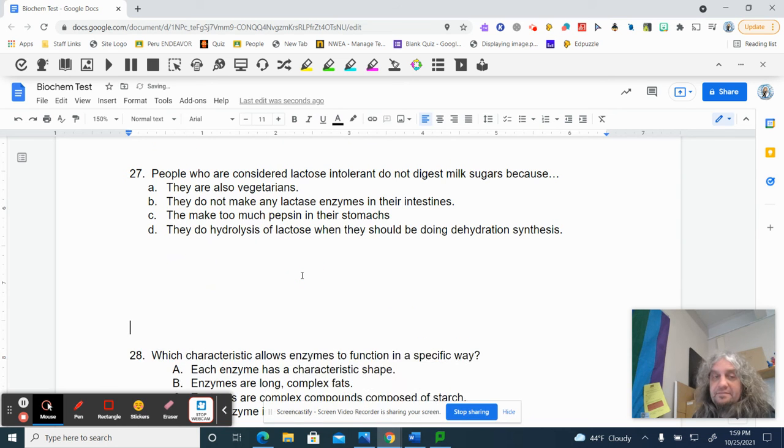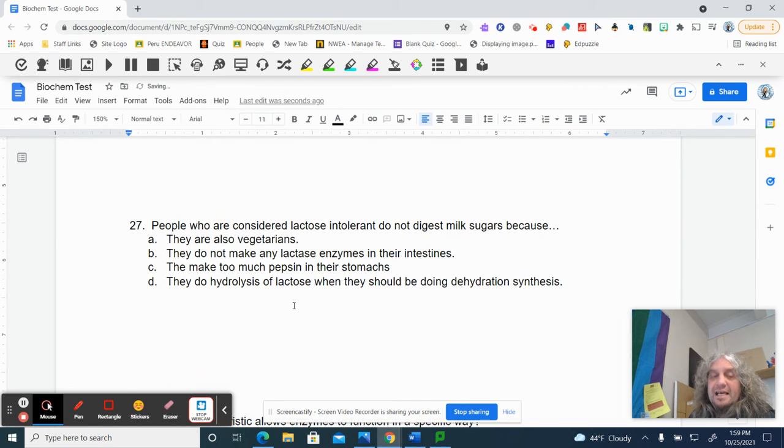Question 27. People who are considered lactose intolerant do not digest milk sugars because A, they are also vegetarians. B, they do not make any lactase enzyme in their intestines. C, they make too much pepsin in their stomachs. D, they do hydrolysis of lactose when they should be doing dehydration synthesis.